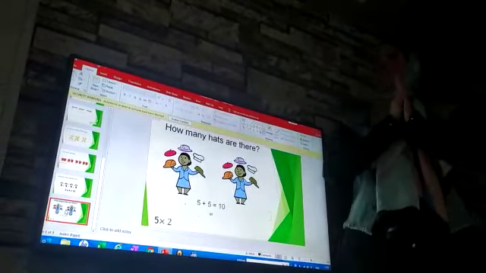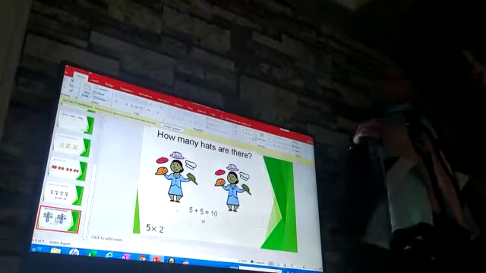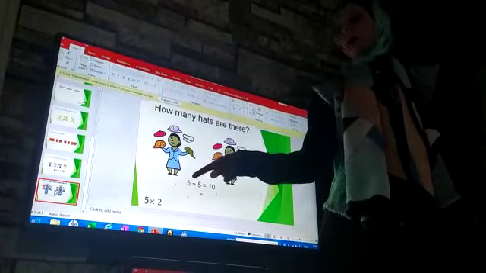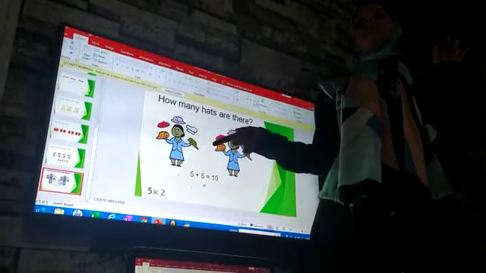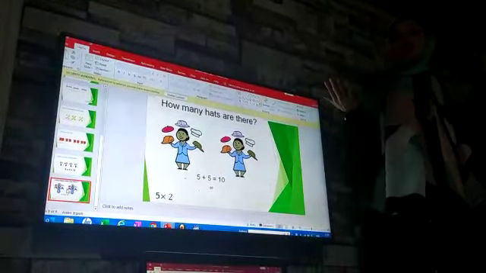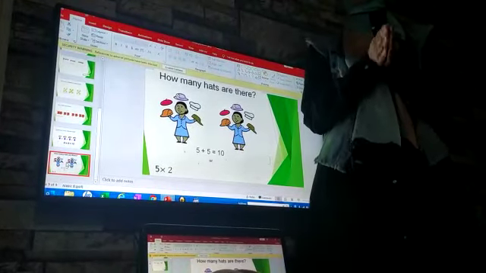But can I write it by using time? Yes. Ask myself two questions: what is repeated and how many times? What is repeated here? Number 5. Number 5 is repeated. How many times is number 5 repeated? 1, 2. So I will write 5 times 2.